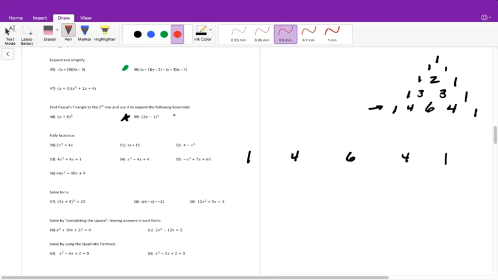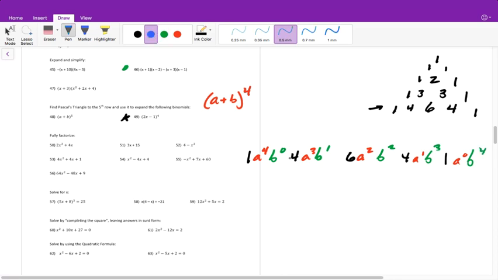Then this, I think about it as if it's a plus b raised to the 4th power. So I start with my a gets raised that power, and it loses 1 power every single time. My b starts at 0, and it gains a power every single time. And when we're doing the formula, we're always adding these numbers. Now we're going to substitute in.